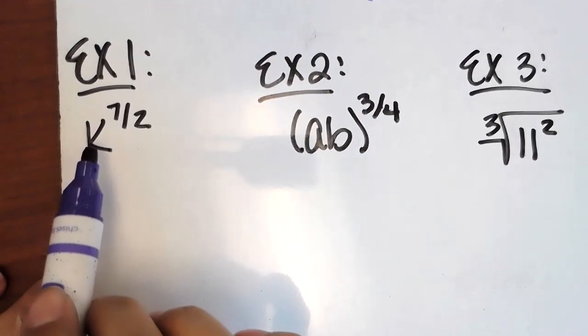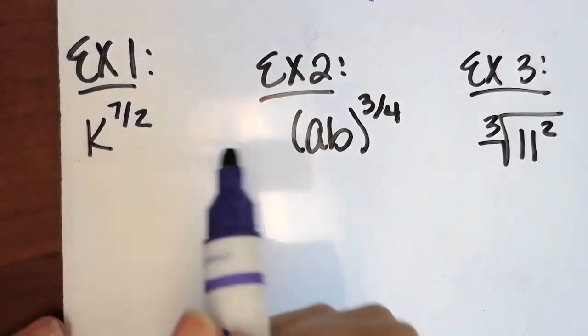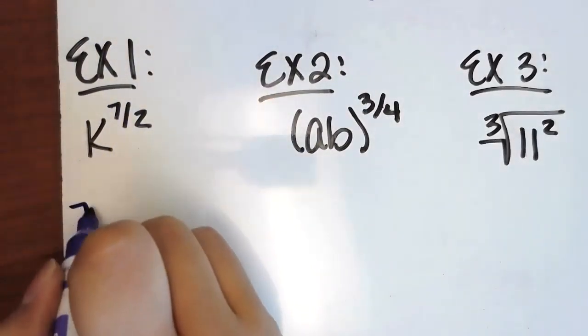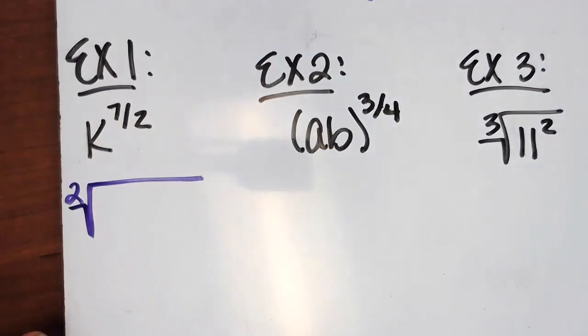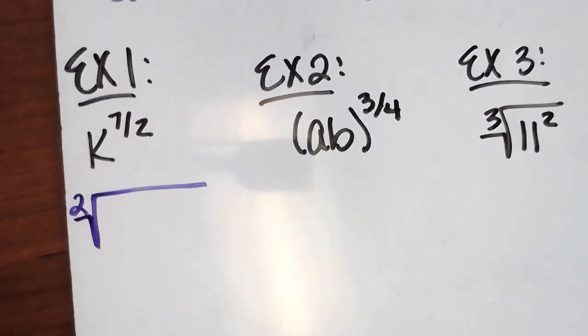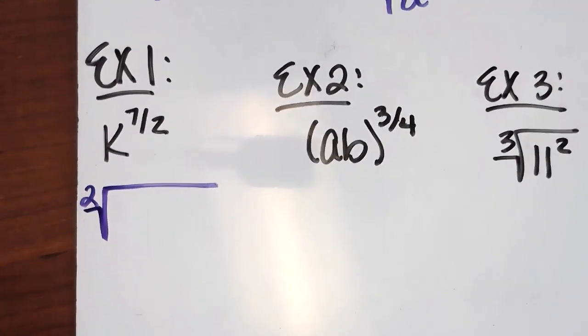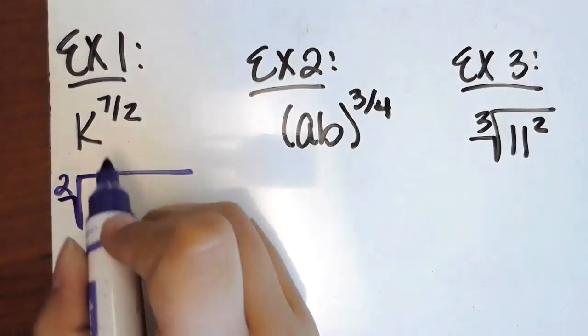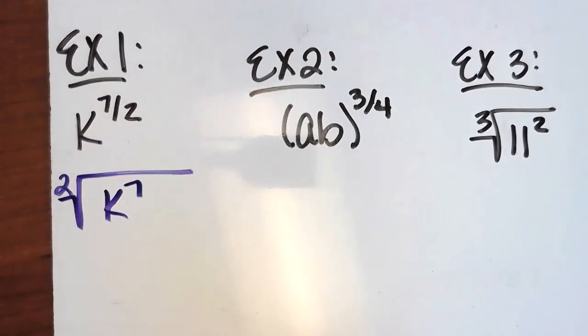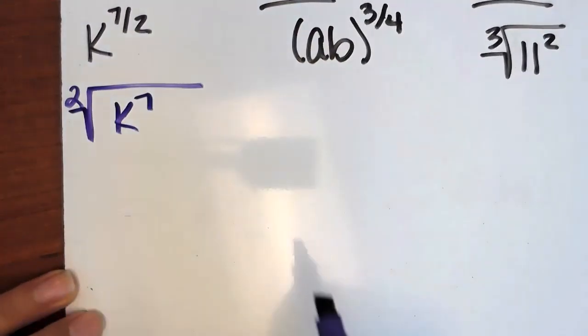In this case right here, we have k to the 7/2. Your denominator is your index. So first things first, you need a radical sign. Your base goes under it. And since it is the square root, remember we don't always write 2 as our index for square root. You could leave that off. And then inside we would have k, and the numerator is just the power. And from here you would simplify if needed.